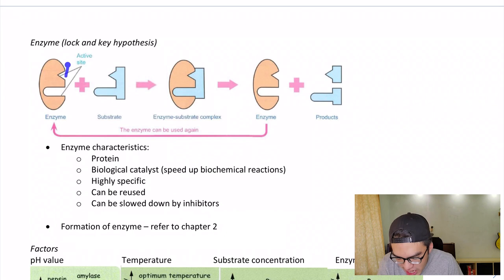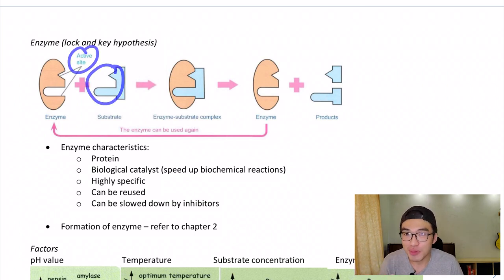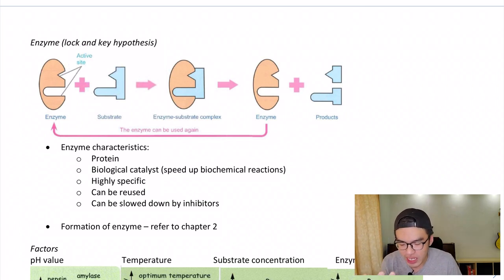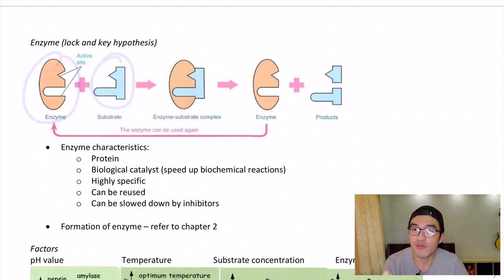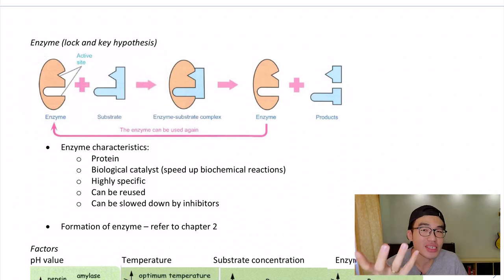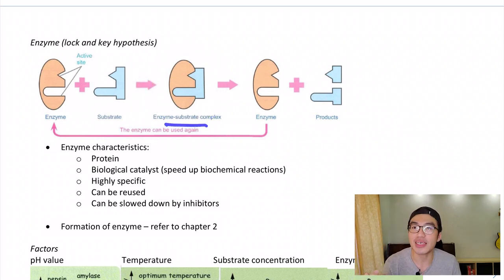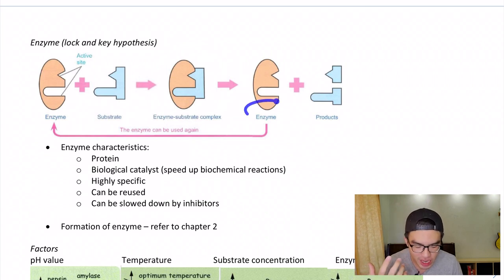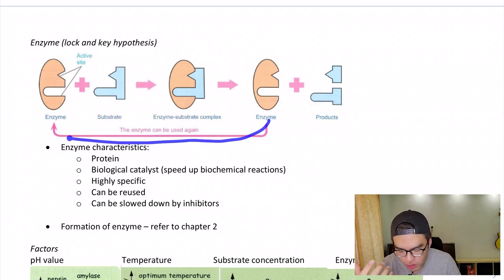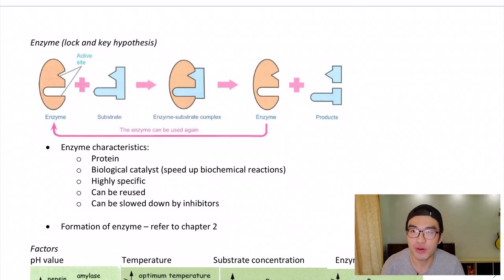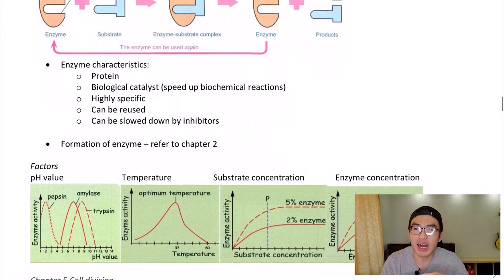Alright, you have your enzyme and the thing being digested is what we call substrate. Substrate will bind into a site called the active site. As you can see, the active site is very specific to the substrate. That's why we call this a lock and key hypothesis. You have only one key to open that lock. That's why you can see enzyme is very specific. So when they bind together, you get your enzyme substrate complex. After they are digested, you become your enzyme and product. So this enzyme can be reused again. Enzyme is reusable.